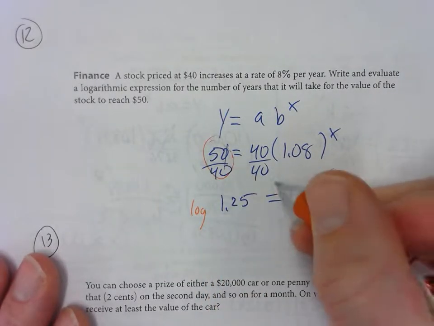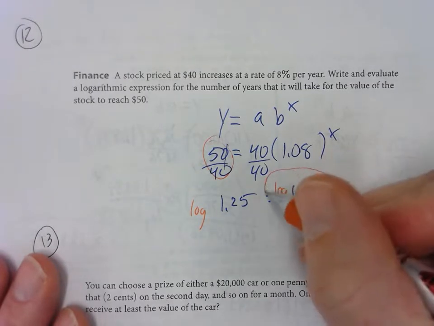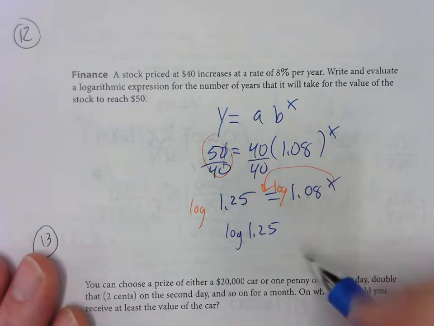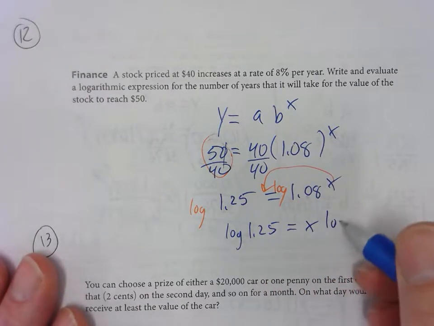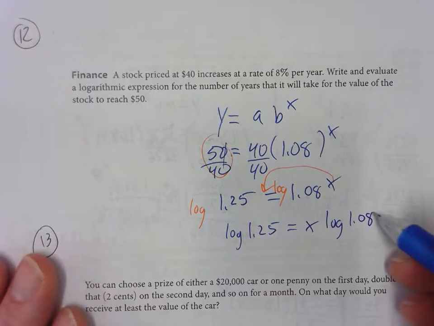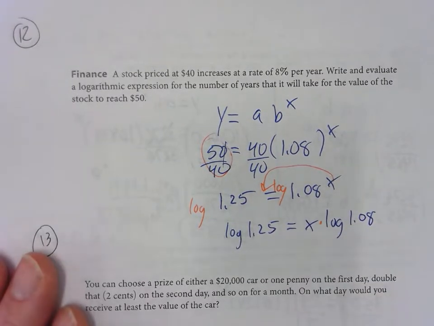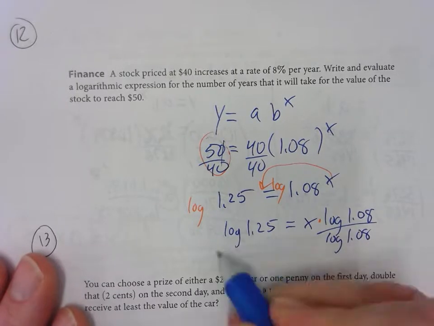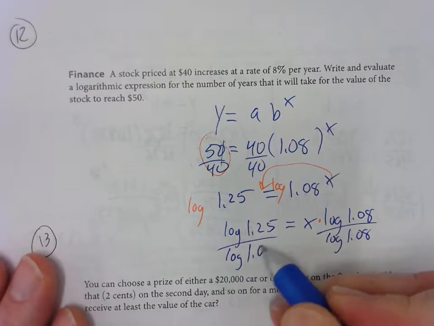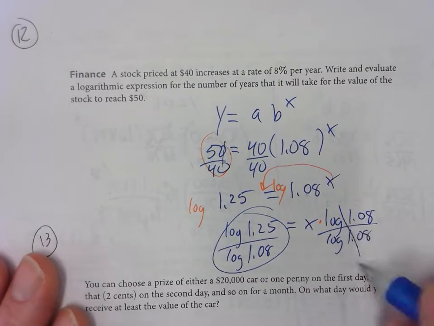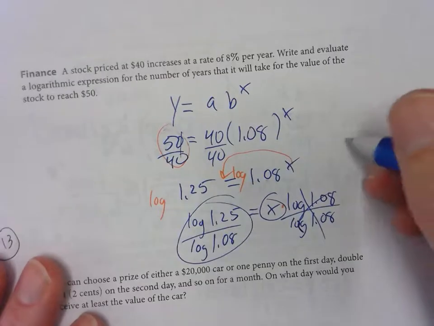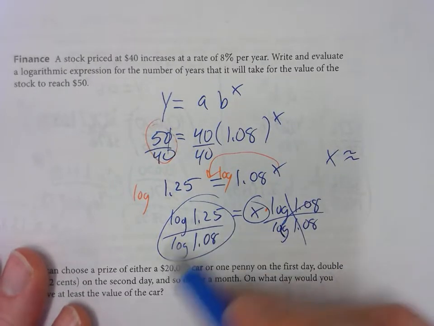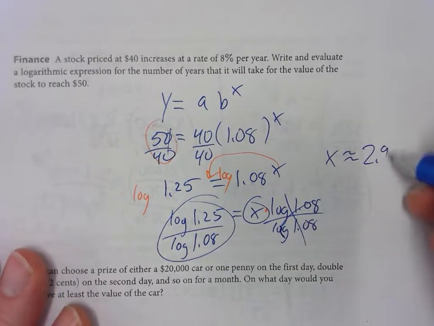Log of each side, and that brings the x down to the front. So I get log 1.25 is equal to x log 1.08. There's multiplication right there. It's x times this. So I undo the multiplication by dividing each side by log 1.08. So that's the answer for x exactly. So x is approximately equal to that answer. So I divide that on the calculator and get about 2.9 years.